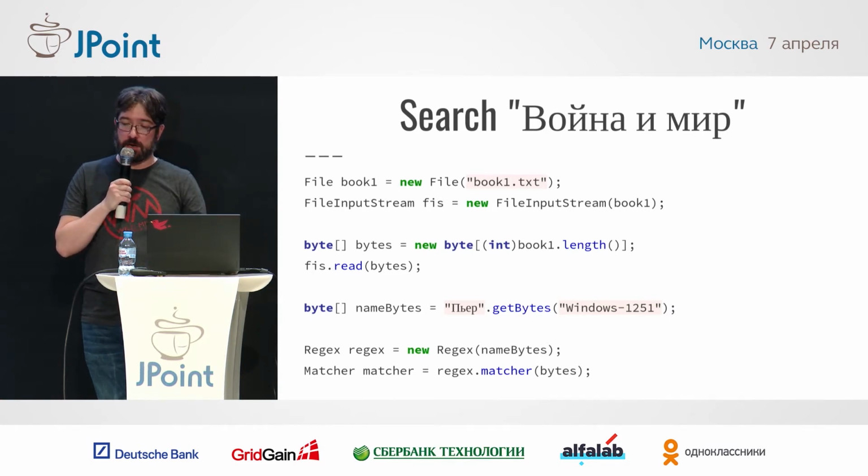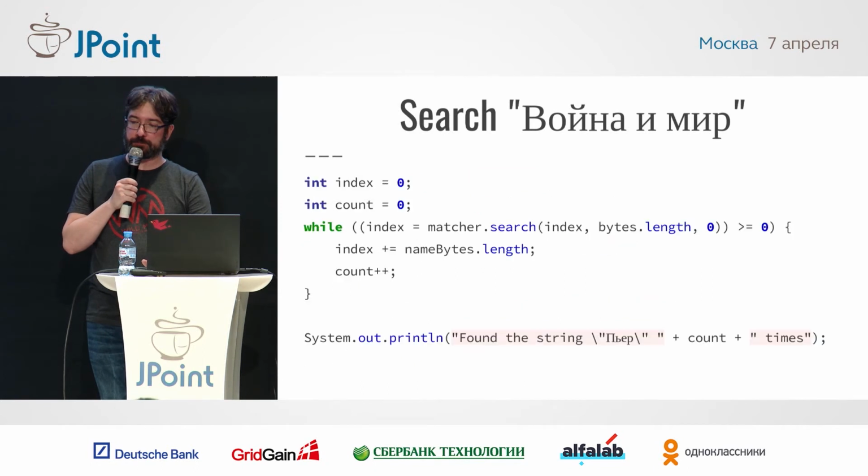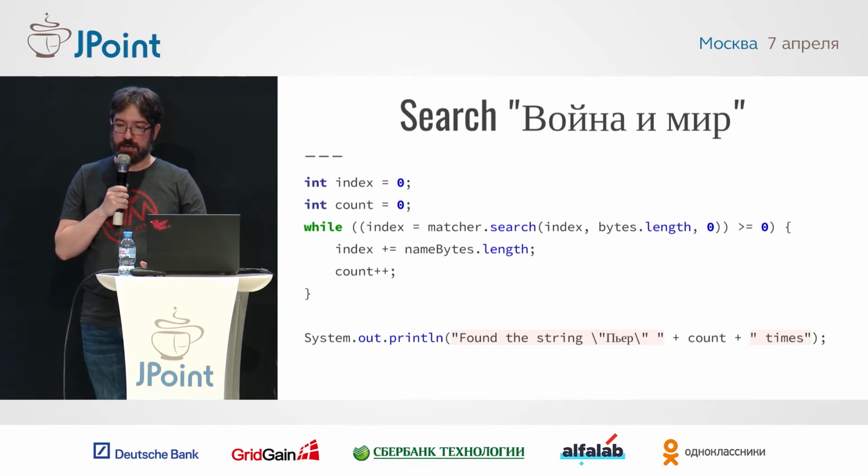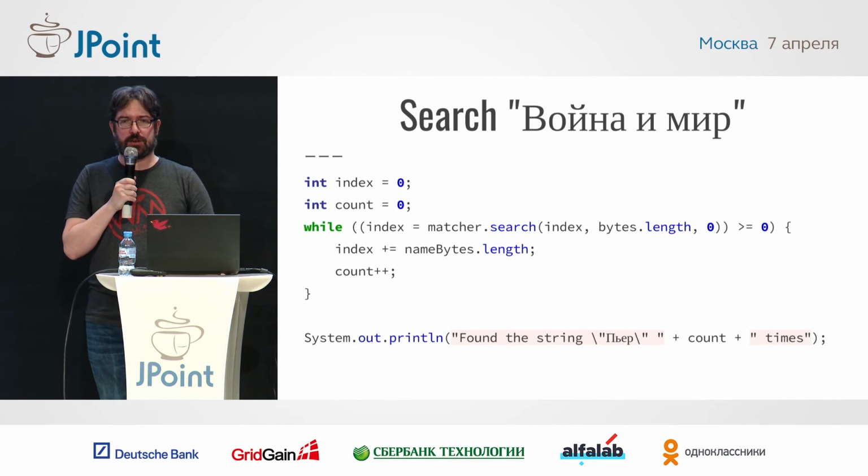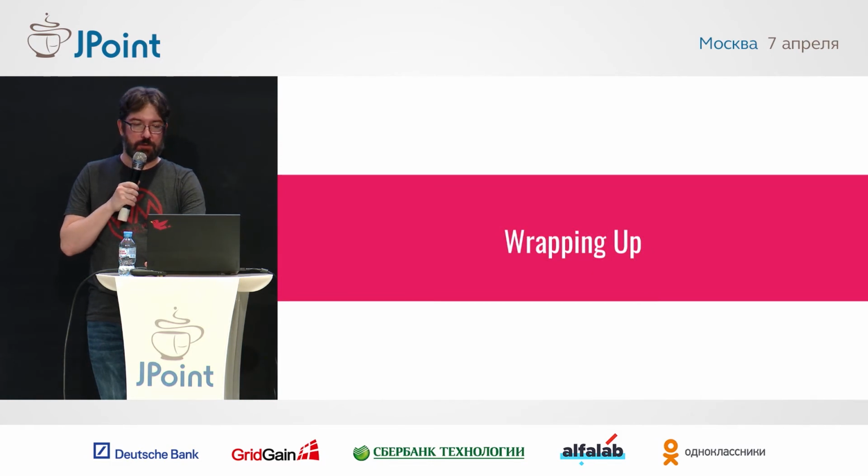We get the word Pierre as well, Windows 1251 bytes. Create our regular expression matcher here, and then just walk through the string. Each time we find a match, we increment the count. We found a new instance of this string in the text, increment our index into the bytes, and keep going. And I think this comes out to a couple hundred instances of the word Pierre in book 1 of War and Peace. So, wrapping up here.